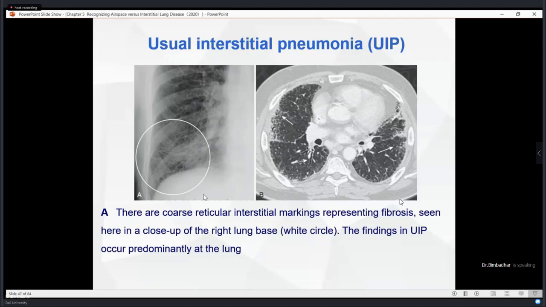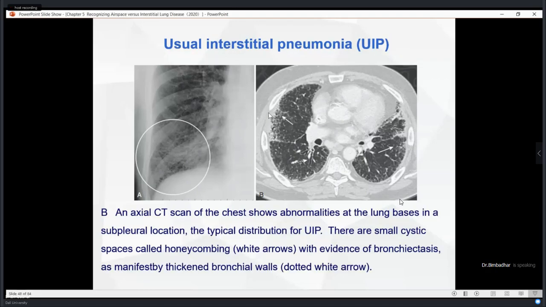The white circle shows fibrosis. There is a lot of fibrosis present. When you look at the same person on CT, you can see this is the honeycombing, and you can see the traction bronchiectasis here, right? And along the peripheries, there is a similar ground glass appearance. So these characteristic features on a CT usually suggest this person has usual interstitial pneumonia, right?